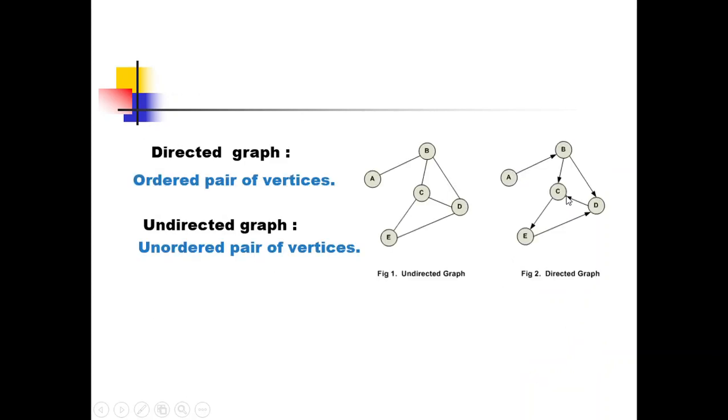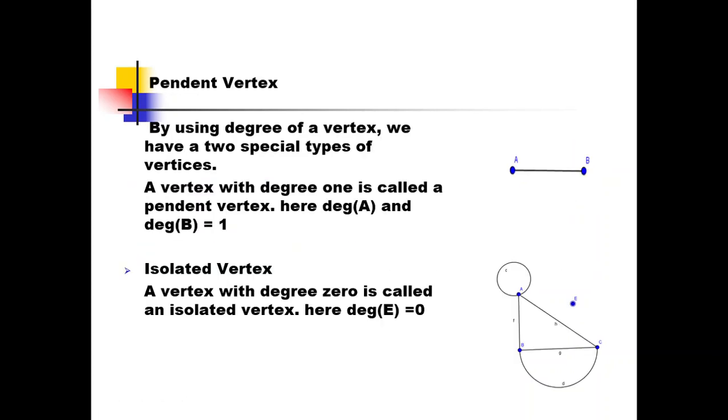Next is the isolated vertex. A vertex with degree 0 is called an isolated vertex. Here the degree of E is equal to 0. So that type of vertex is called an isolated vertex.